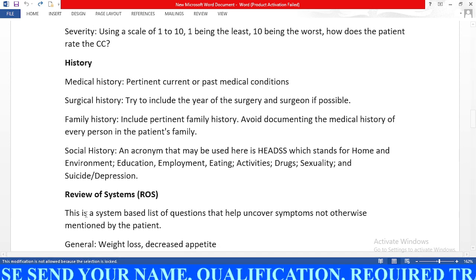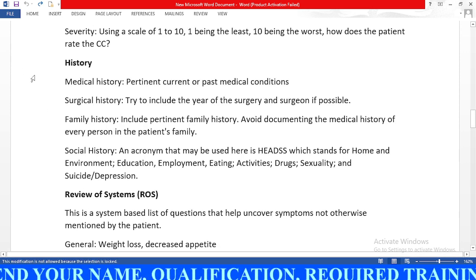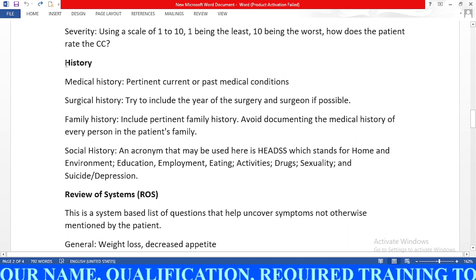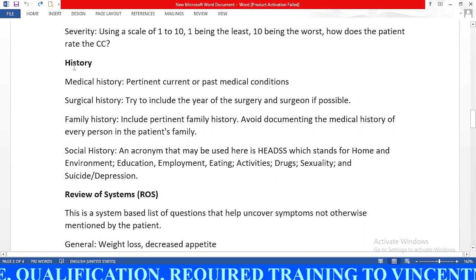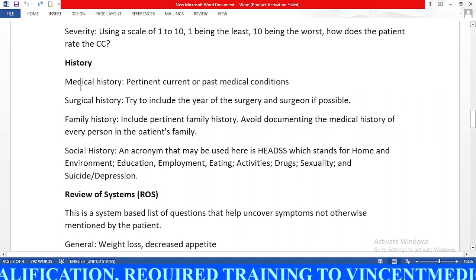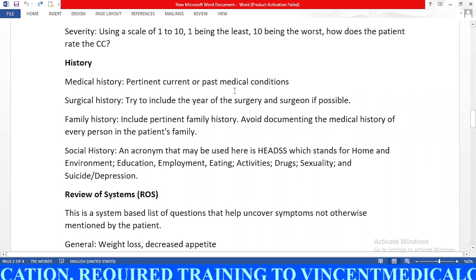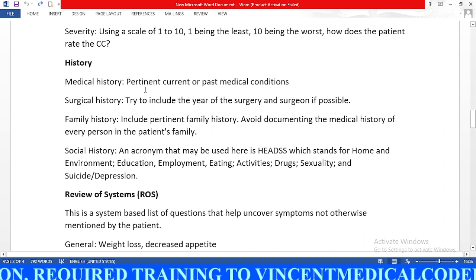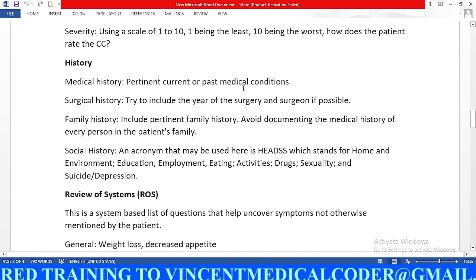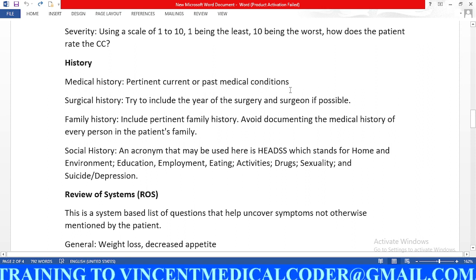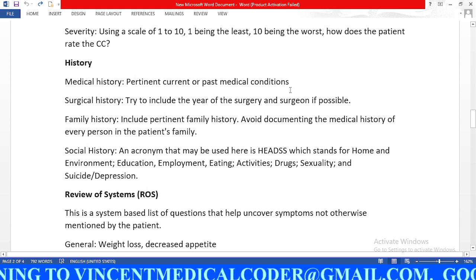So next one in the subjective is history. Usually we will call it as PFSH. So past medical history, surgical history, family history, social history. So medical history: pertinent current or past medical condition. Here we need to find patient's current or past medical conditions in order to treat the patient properly.